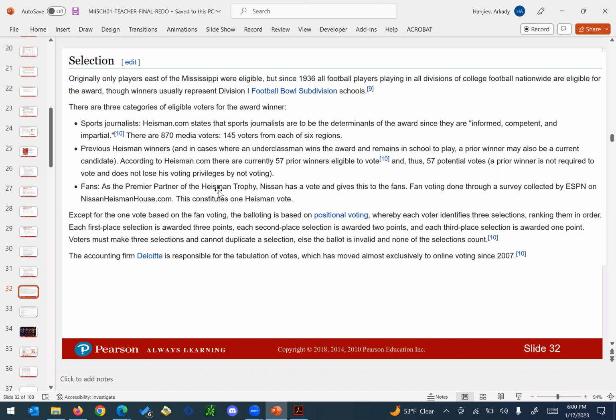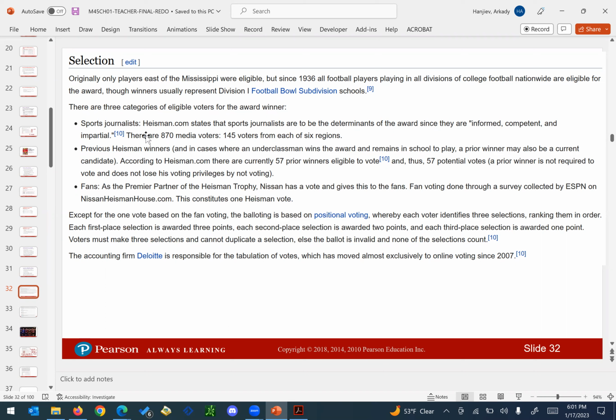So there are 3 categories of eligible voters. This is how it's done here. So you got sports journalists. They can give their vote. Previous Heisman winners, they give their vote. And then there's fans that are selected, and they actually give their votes too. And so it's, could you imagine, it's a fan-based system. They're collected through ESPN, and then after that, they're given 1 vote as players.